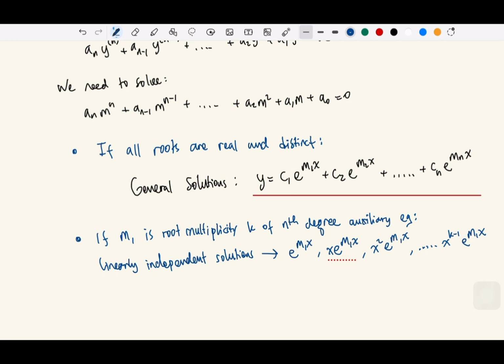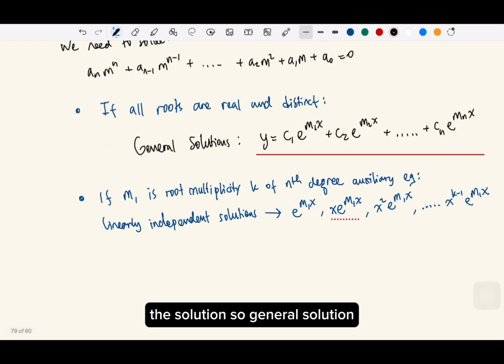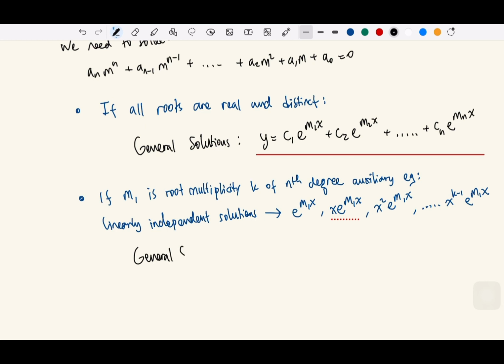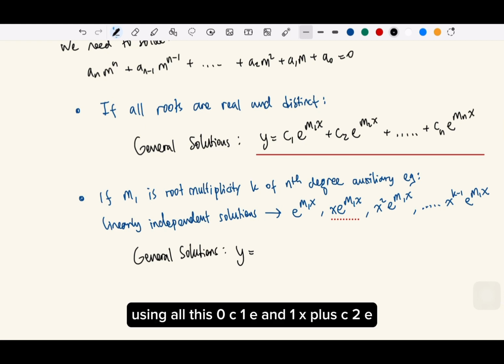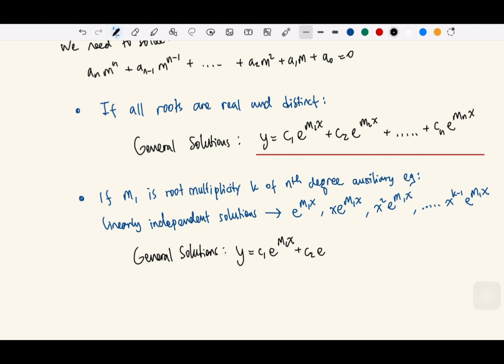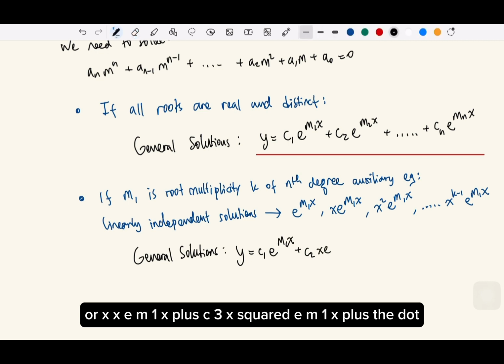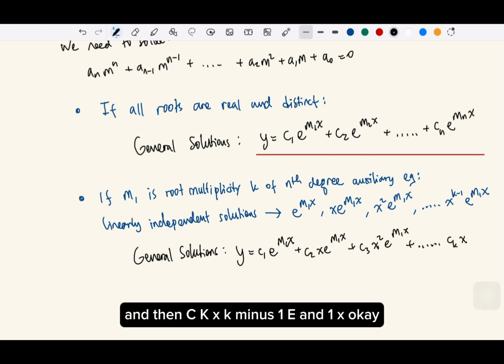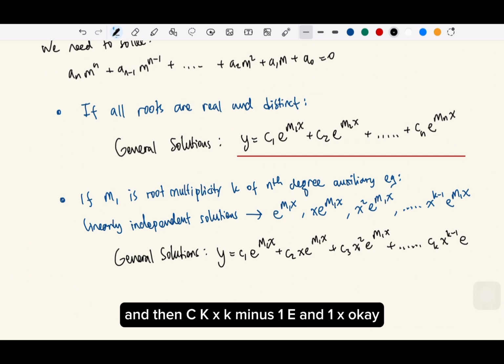So the general solution we can express using all this: C1 e to the m1 x plus C2 x e to the m1 x plus C3 x squared e to the m1 x plus and so on, up to Ck x to the k minus 1 e to the m1 x.